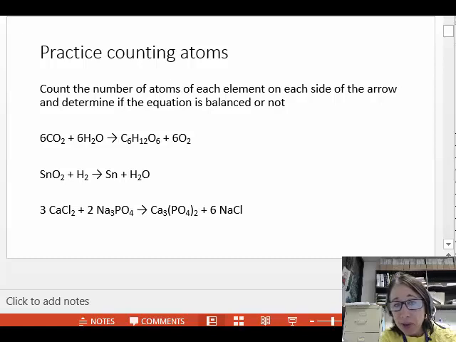So let's practice counting atoms. This slide asks us to count the number of atoms of each element on each side of the arrow and determine if the equation is balanced or not.